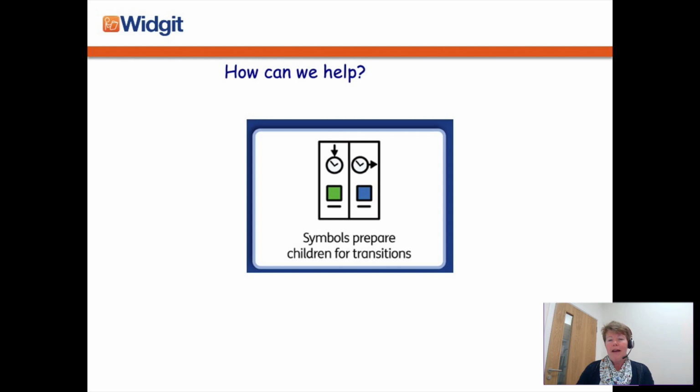So symbols can prepare us for transitions. I suppose traditionally we think about symbols being useful for autistic children, for those who need to know what's happening next to lower their levels of anxiety. And that can be either through now and next boards, visual timetables, or social stories. Again, or transition books when you're moving between each year group, or particularly when you're moving from Key Stage 2 to Key Stage 3, for example. Next slide, please, Gavin.